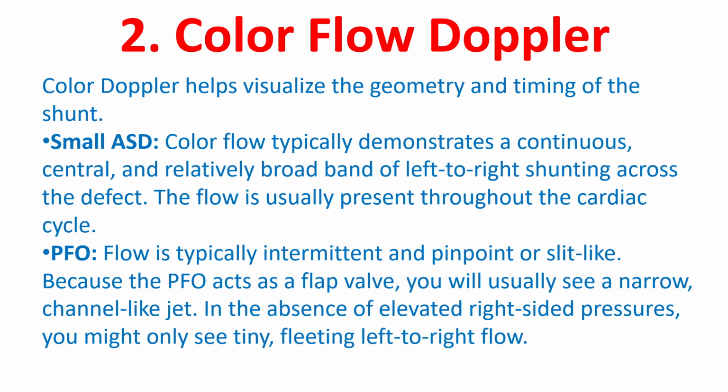Color flow Doppler. Color Doppler helps visualize the geometry and timing of the shunt. Small ASD: color flow typically demonstrates a continuous, central and relatively broad band of left to right shunting across the defect. The flow is usually present throughout the cardiac cycle.